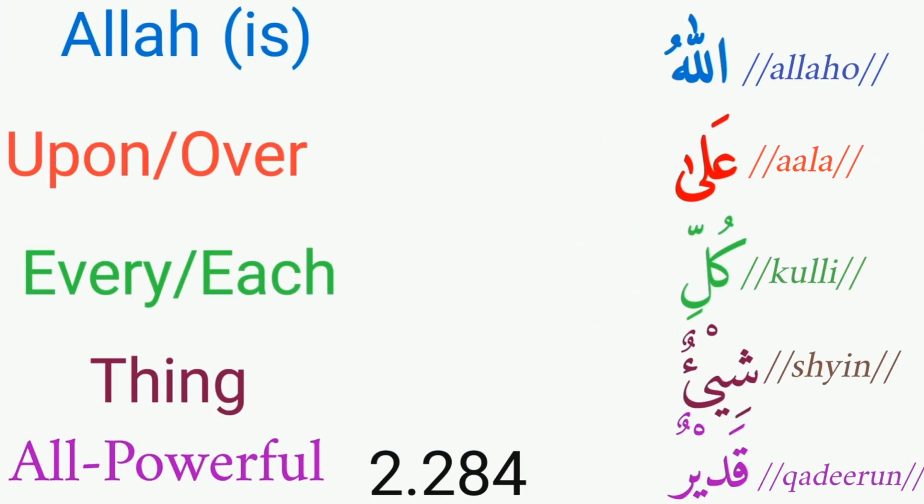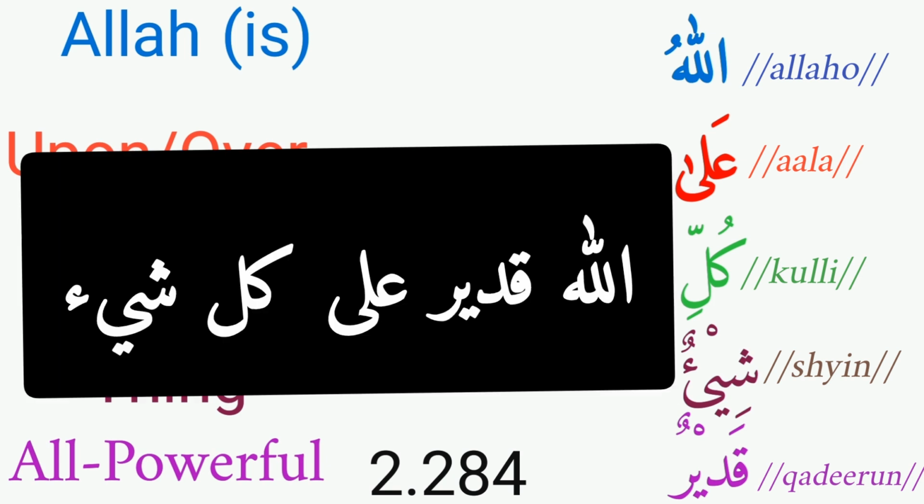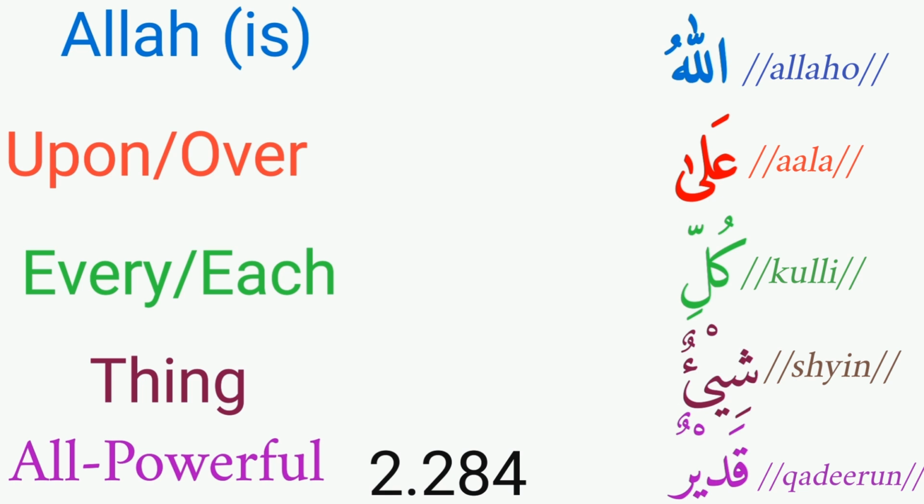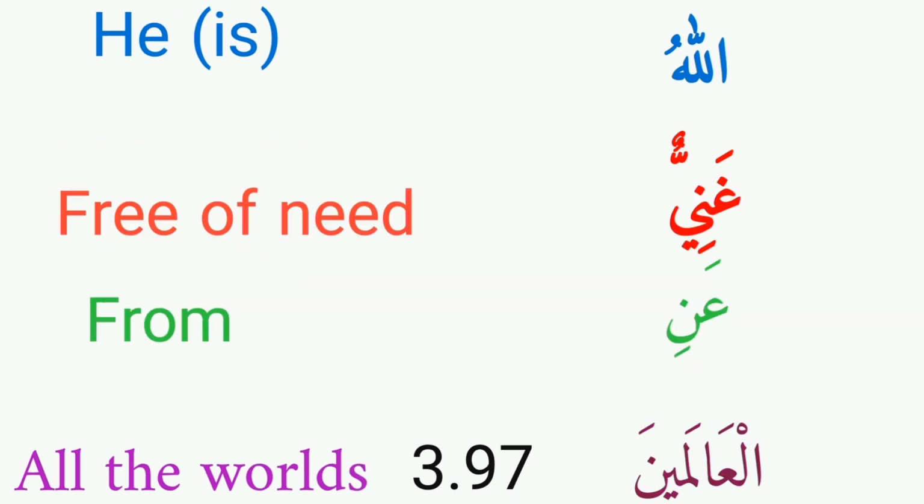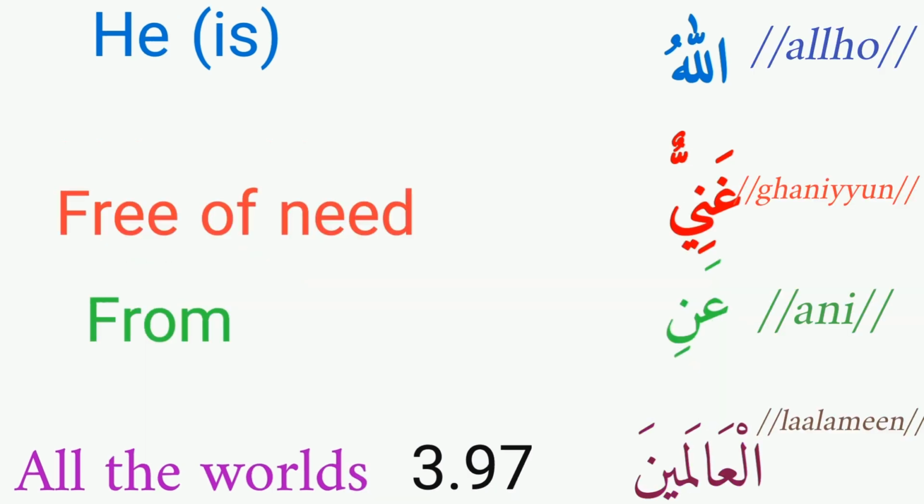الله على كل شيء قدير. The actual pattern is الله قدير على كل شيء, meaning, Allah is upon everything powerful, or Allah is powerful over each and everything. الله غني عن العالمين. Meaning, Allah is free of need from all the worlds.